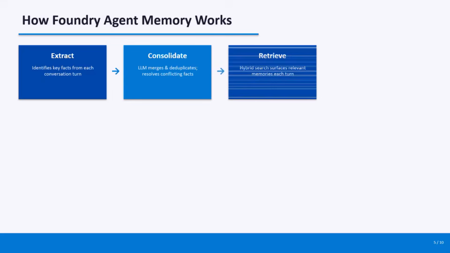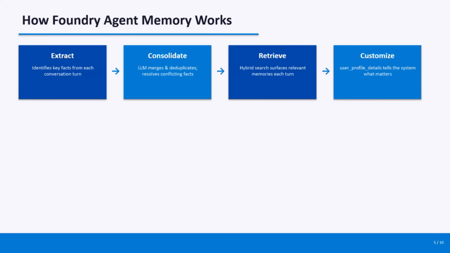Then there's retrieval. At the start of each conversation, and again on every turn, the system uses hybrid search to pull back only what's relevant right now. So memory stays contextual, not bloated.